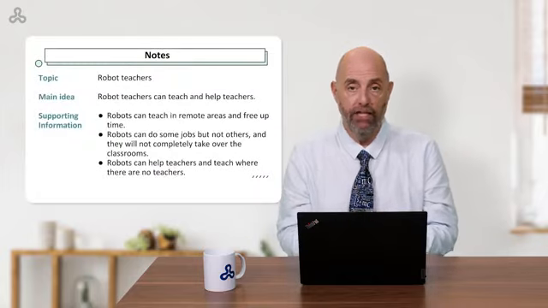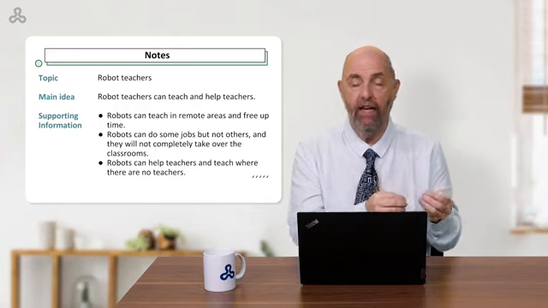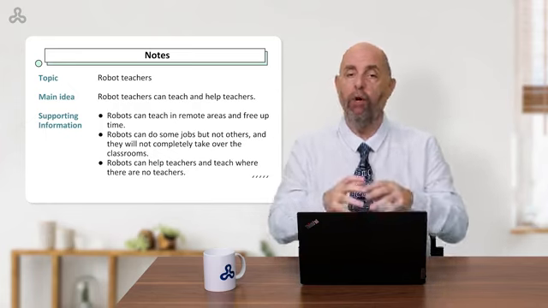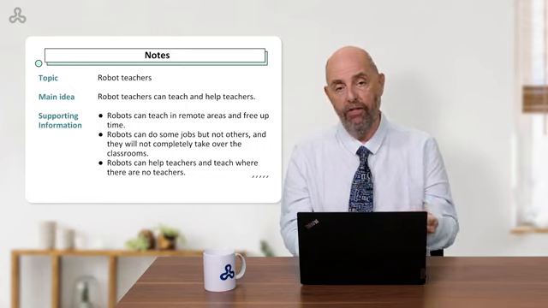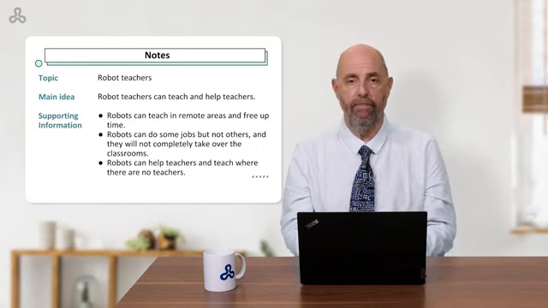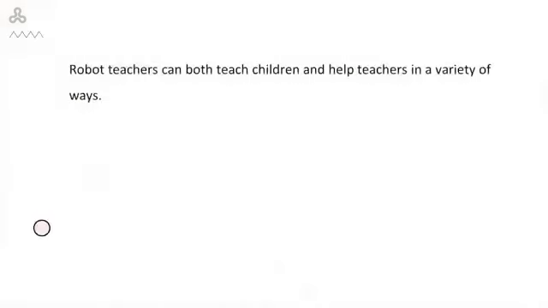So what can we write as an introduction? We need to come up with a sentence that states our main idea, that robot teachers can teach and help teachers. We start with a broad statement that sets the stage for what's to come, and gradually we narrow in. Our main idea is robot teachers can teach and help teachers. Let's see how we can introduce that in our paragraph. Okay, all right. Robot teachers can both teach children and help teachers in a variety of ways.